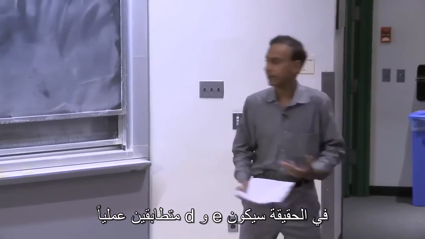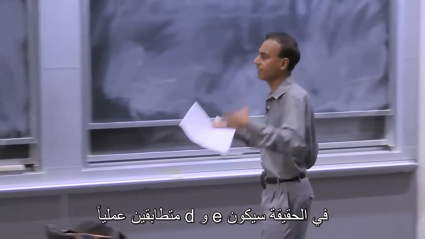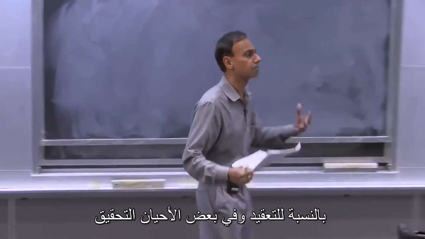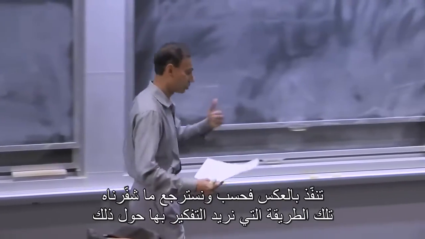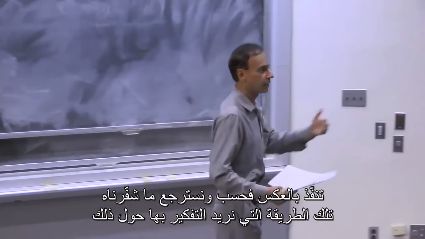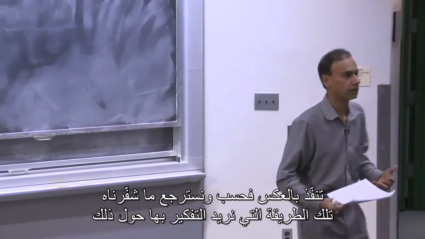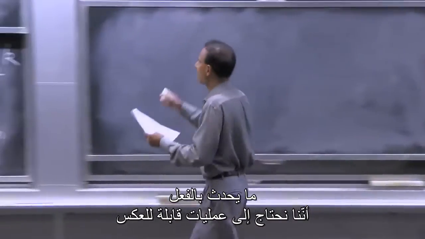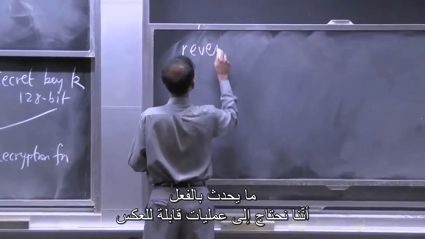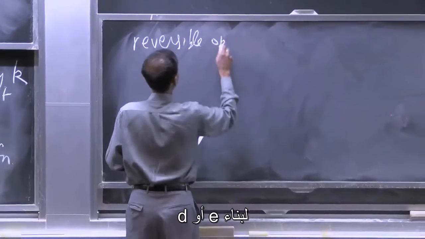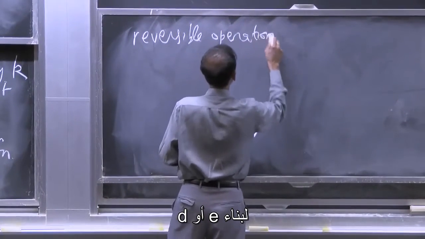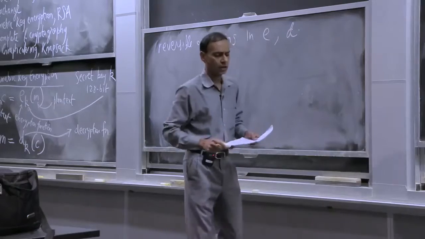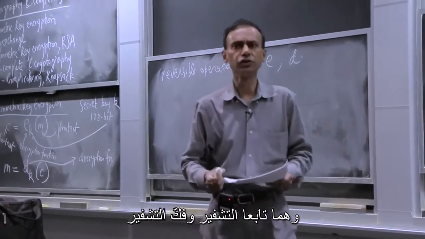In fact, E and D are going to be virtually identical in terms of complexity and sometimes implementation. It's just you run it in reverse, and you get back what you encrypted. That's the way you want to think about it. So really what happens is that you need reversible operations in order to build E or D, which are the encryption and the decryption functions.